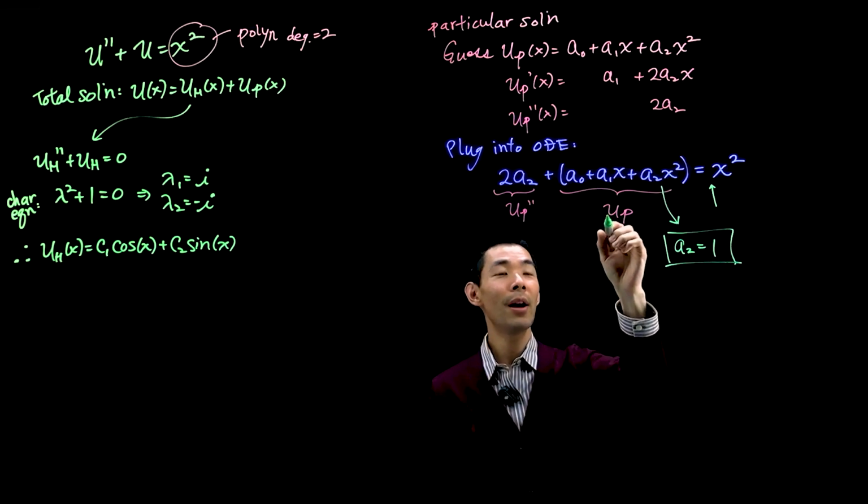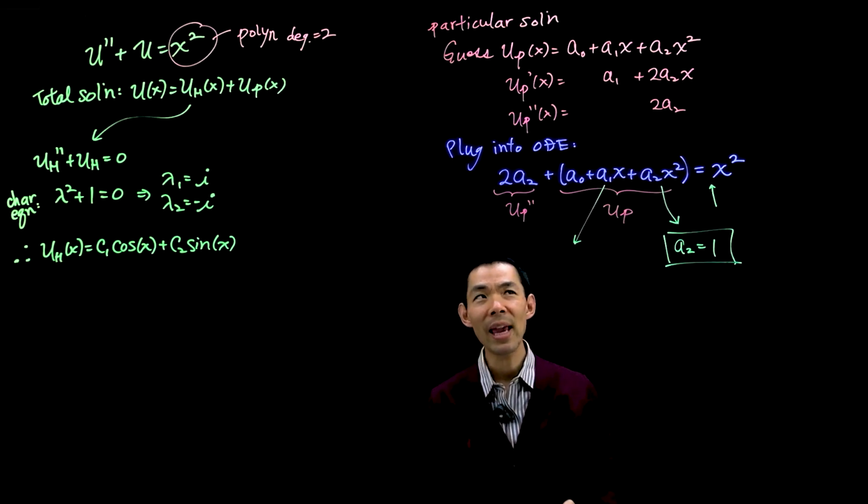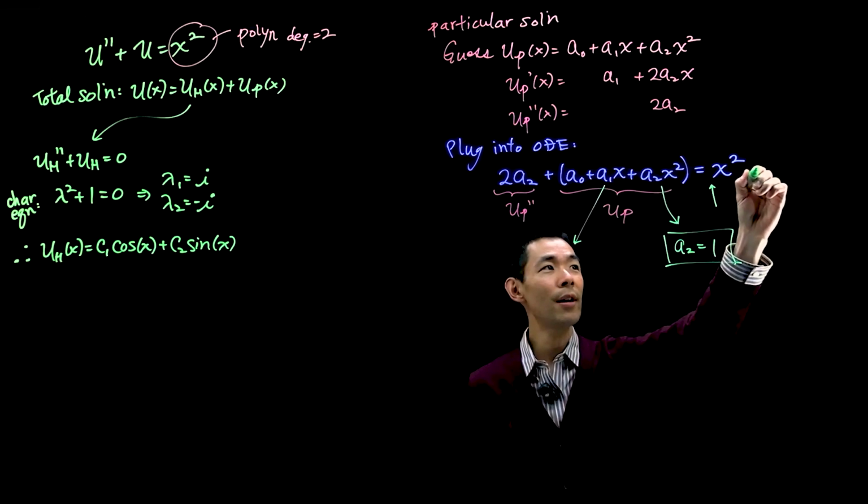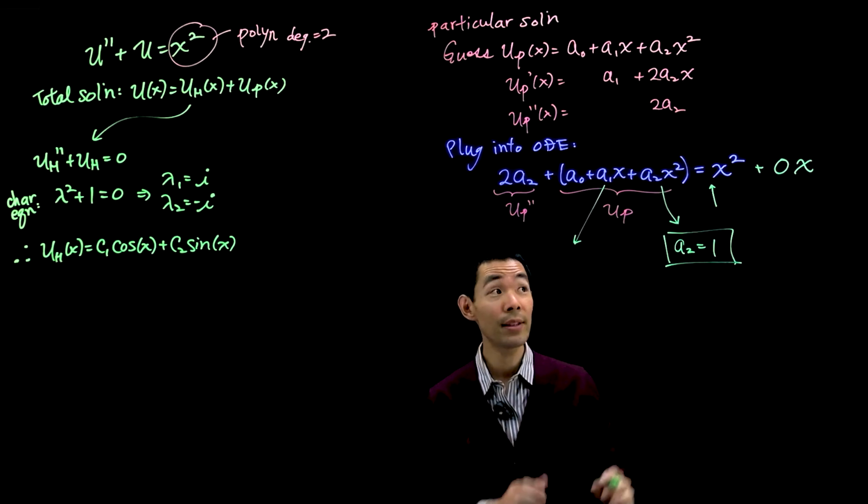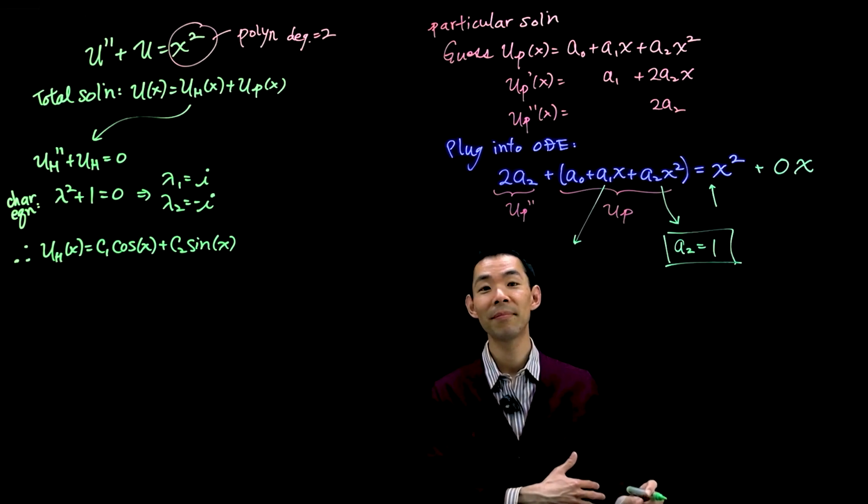So on the left-hand side, we have this a1x term. Over here, there's no linear term. It's 0 times x.